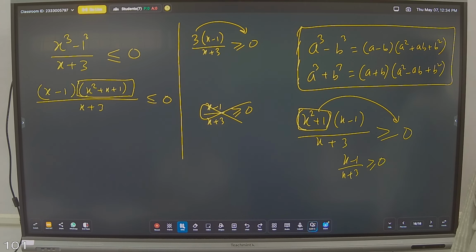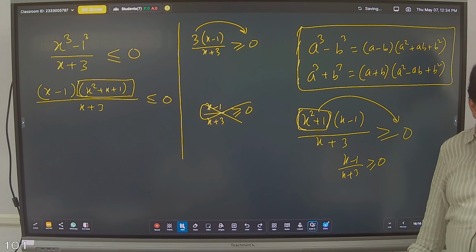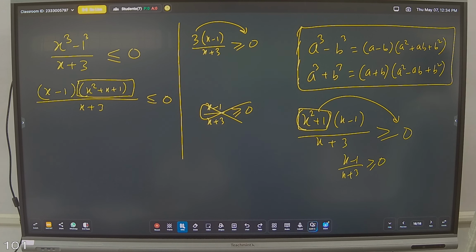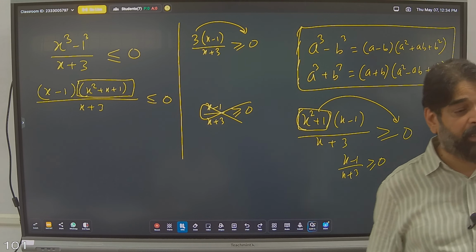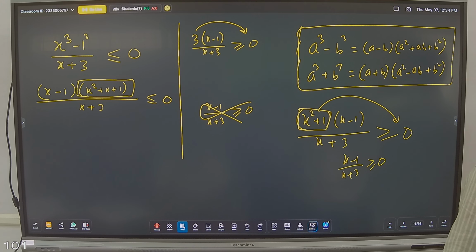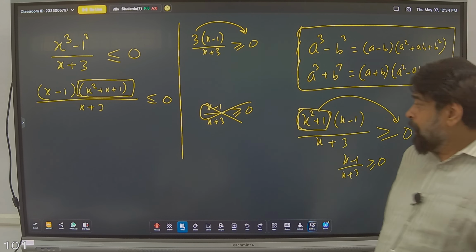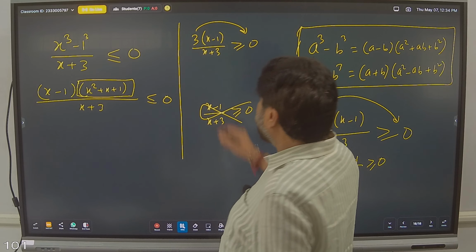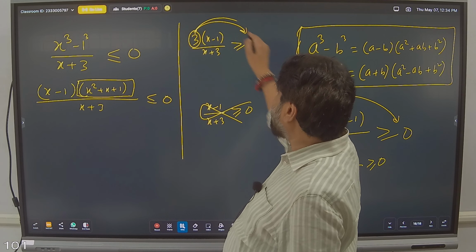Are you getting my point? Any bracket which does not change its sign is of no use in the inequality. That can be thrown to the other side. Actually, this bracket does not change its sign, so it can be thrown.